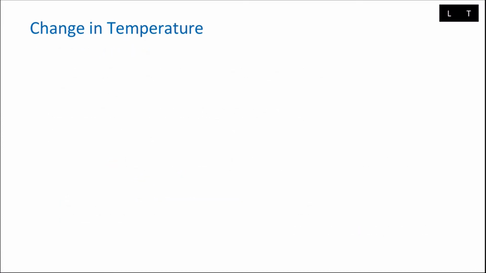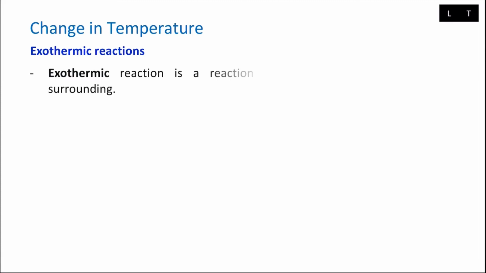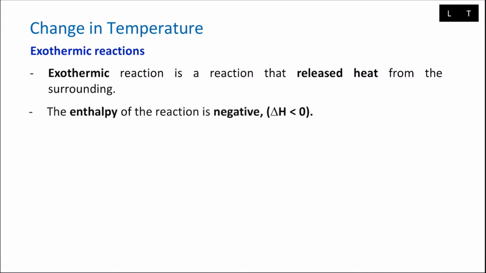Next one, we go for exothermic reaction. So exothermic reaction ni adalah yang opposite with the endothermic, di mana dia adalah reaction that release heat to the surrounding. We are talking about the heat from the surrounding, ya. And then, the enthalpy for exothermic adalah negative value, where your delta H should be less than 0. And then, for exothermic reaction, the heat will be at the product side, sebab kita release the heat.